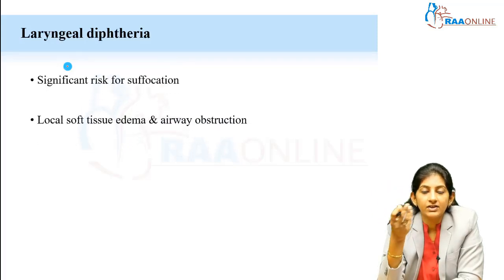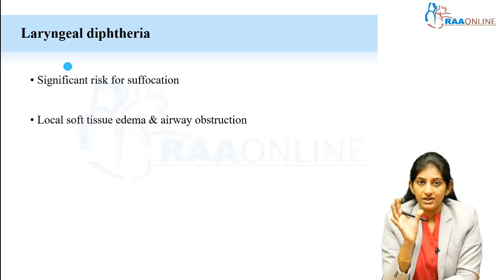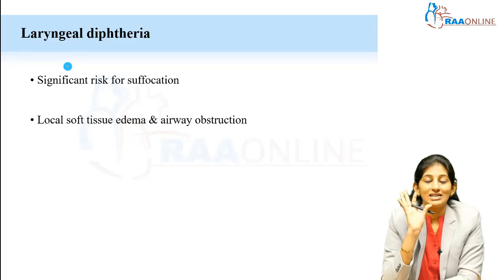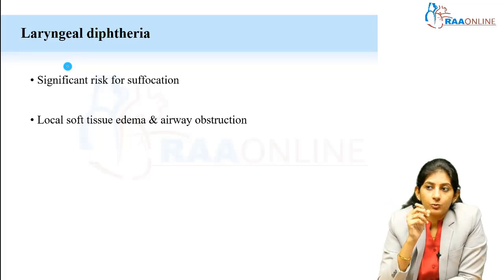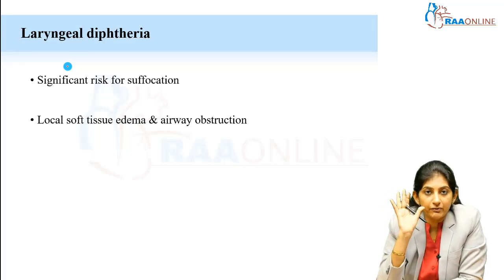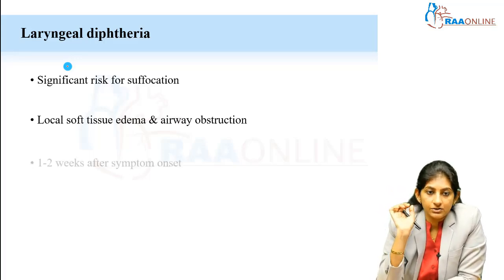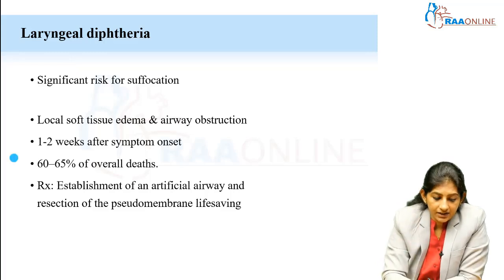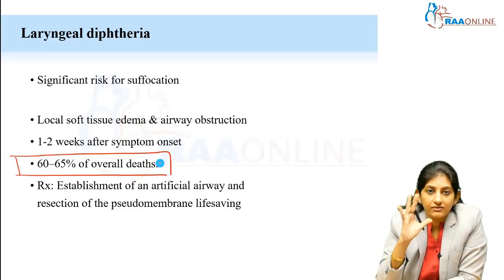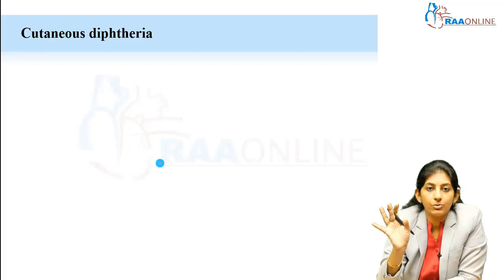Laryngeal diphtheria, again, when the membrane extends into the glottis area, is going to cause a significant risk of suffocation. The airway is going to get compromised, and there will be local tissue edema also, and these children are going to be at high risk for airway compromise. So these patients will need airway maintenance. This laryngeal diphtheria is the most common cause of overall deaths. So immediate establishment of an artificial airway for airway patency is very, very important and lifesaving in these individuals.